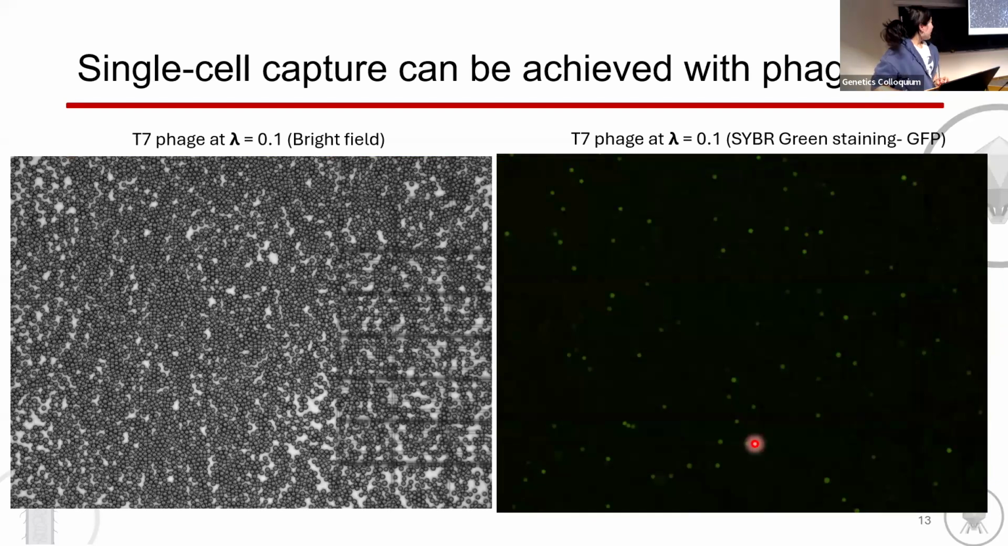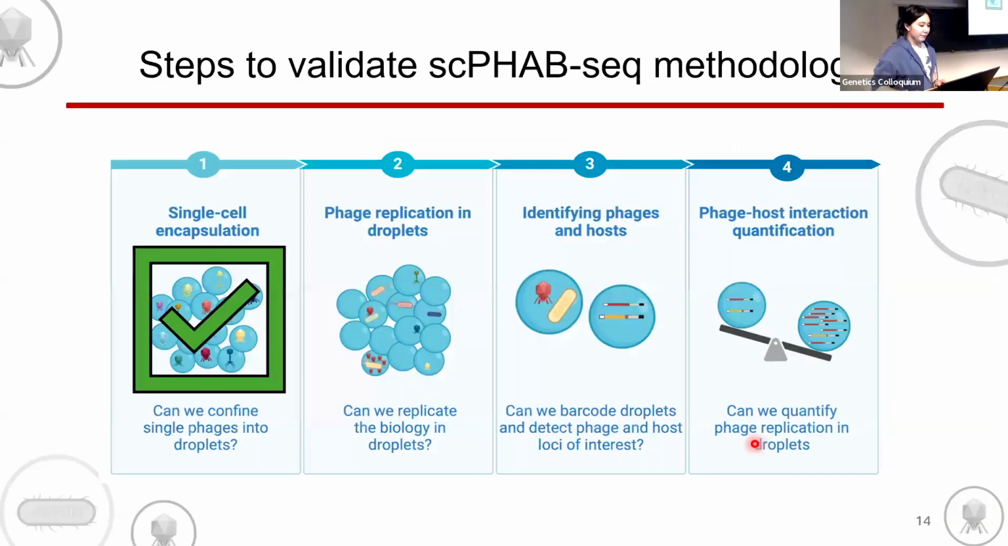So here I'm basically validating that I can go to the single cell resolution with phages. Here I have our standard T7 phage, which is a well-characterized kind of phage, loaded at a 0.1 lambda. So that means 90% of the droplets will be empty. And as you can see on the right, that 10% are actually fluorescing for GFP, which I used to stain the phages for DNA. So you can see that we are able to achieve single cell resolution right here.